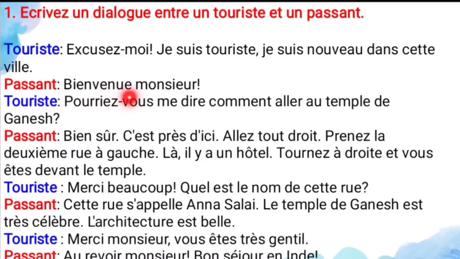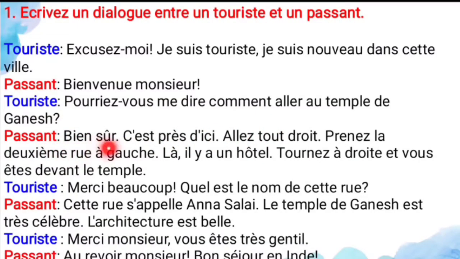Bienvenue, monsieur. Welcome, sir. And touriste: pourrez-vous me dire comment aller au temple de Ganesh? So, could you please tell me how to go to the Ganesh temple? That is Manakula Vinayagar temple. And passant, that is passerby.